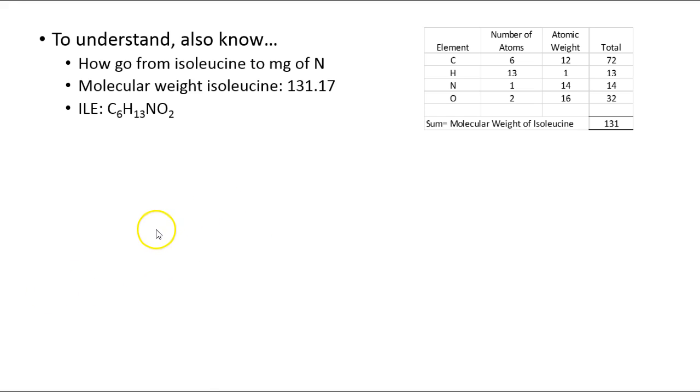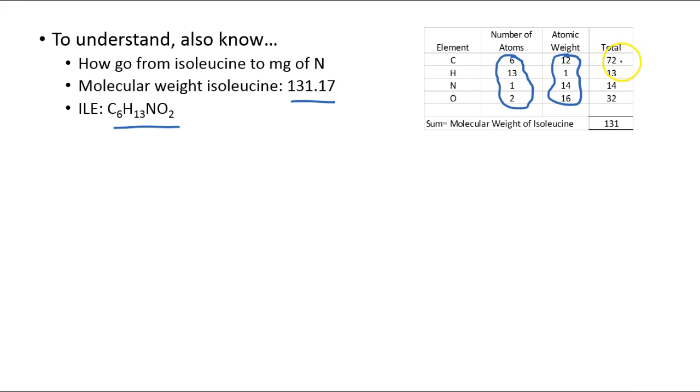It's good to know how we go from isoleucine to milligrams of nitrogen. Isoleucine is our amino acid that we use as a standard in the NOPA assay. It has a molecular weight of 131.17, and here's its formula: 6 carbons, 13 hydrogens, 1 nitrogen, and 2 oxygens. So I set up this little table over here with 6 carbons, 13 hydrogens, 1 nitrogen, and 2 oxygens. And here's the atomic weight of those elements.